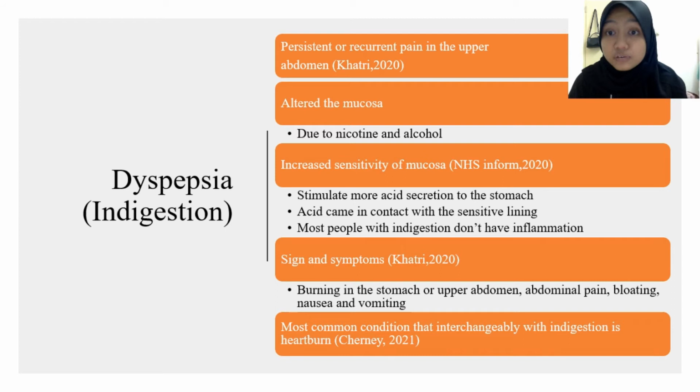So, dyspepsia, or known as indigestion, is persistent or recurrent pain in the upper abdomen. Based on the case study, indigestion most likely occurred due to altered mucosa. Excessive consumption of alcohol and nicotine increases the sensitivity of the mucosa and stimulates more acid secretion. The signs and symptoms of indigestion are burning in the stomach or upper abdomen, abdominal pain, bloating, nausea, vomiting, and the most common condition interchangeable with indigestion is heartburn.